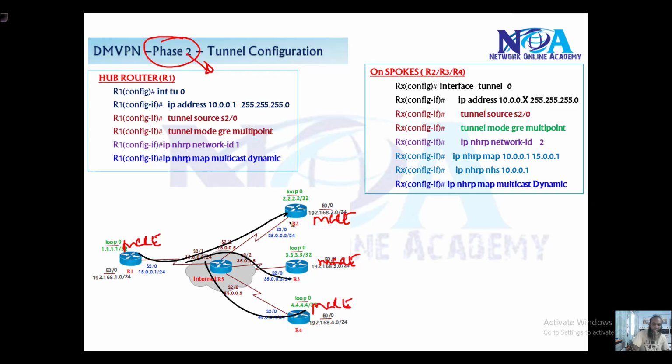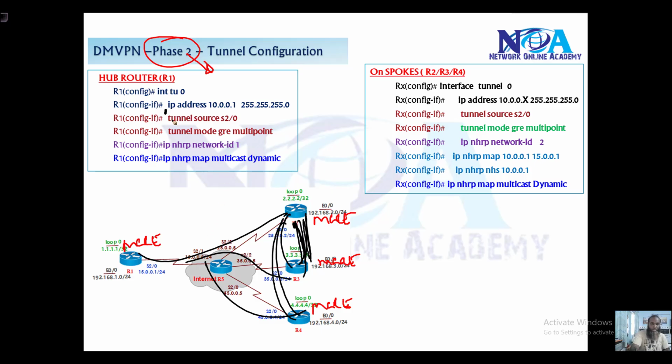You can establish full mesh dynamic tunnels between spoke to spoke also, right? That's the difference. So you can have a route exchange directly between spoke to spoke, and you can communicate directly between spoke to spoke, but initially it will go via the hub. That's Phase 2 again.